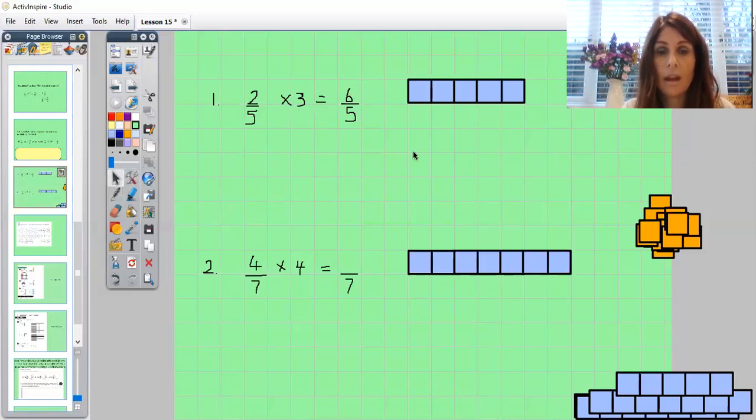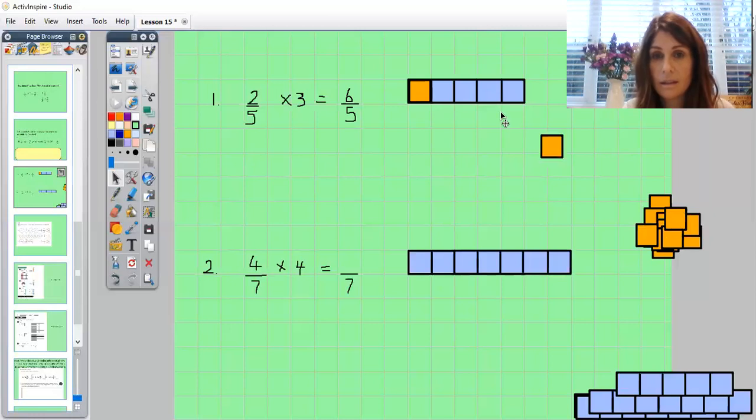Okay. And then let's have a look at what that actually looks like. So I need 6 fifths. So I've split my whole into fifths. And I need 6 of them. So 1, 2, 3, 4, 5.